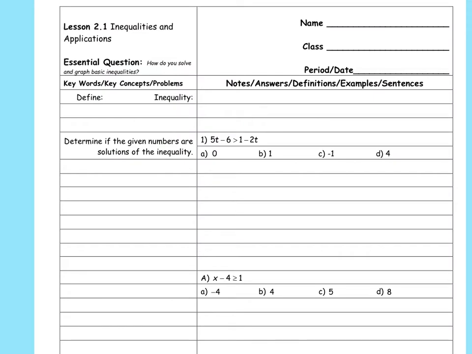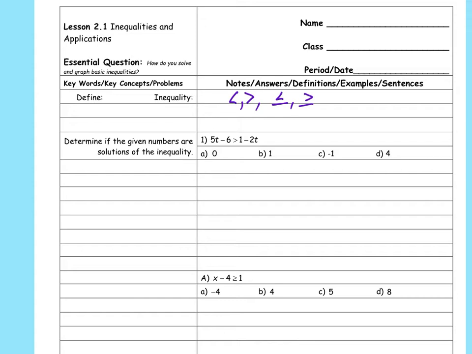Okay, so we're moving on to inequalities. We're going to start with basic inequalities first. What is an inequality? Well, an inequality is a less than, greater than, less than or equal to, greater than or equal to. That's all an inequality is. Any questions so far? Awesome.